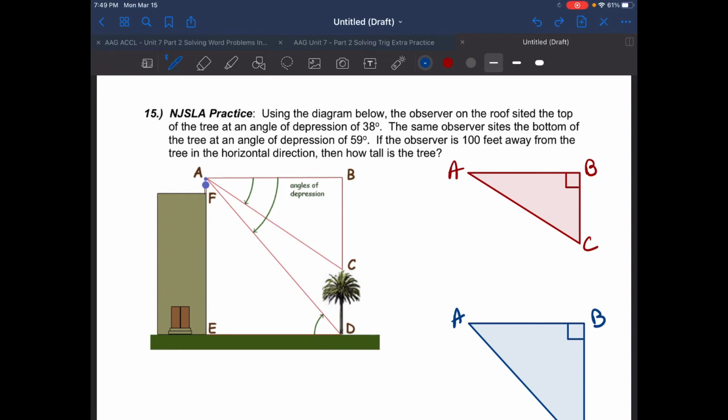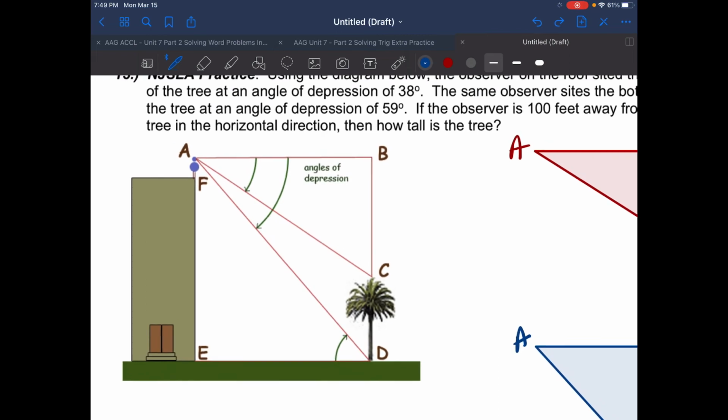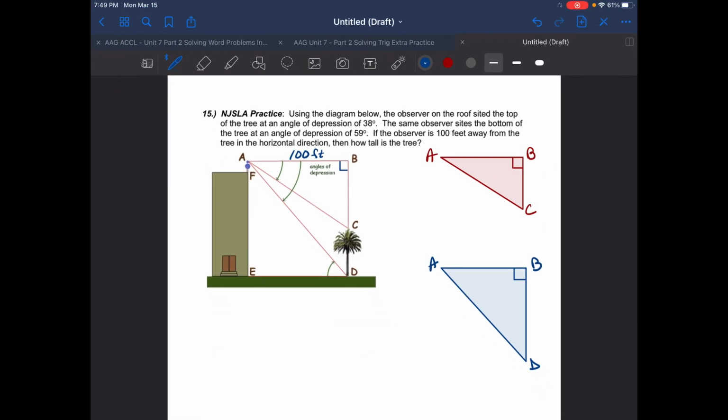Okay, some things we need to kind of pick through here. So the easy part for me is the 100 feet away in the horizontal direction. Yes, we could have also put it down here, but I want it to be a part of my triangles. Now we have two triangles that are overlapped. All right, we have triangle ABC, and then we also have triangle ABD. All right, and now I want to use those because those are our right triangles. Now I have those drawn separately over here, so I'm going to get the 100 on each of them because they do share side AB.